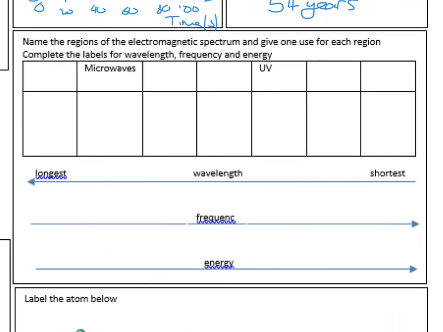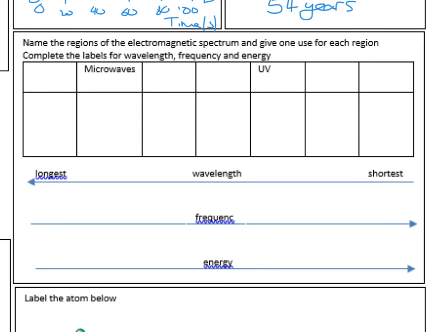Name the regions of the electromagnetic spectrum and give one use for each region. Complete the labels for wavelength, frequency and energy. We've already got the labels here. Shortest wavelength is this end, longest wavelength this end. We've got frequency there, should be a Y for frequency. You can see I've got spelling errors because I've used lowercase letters.